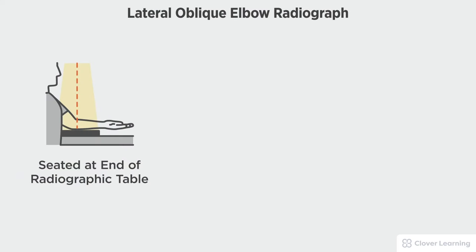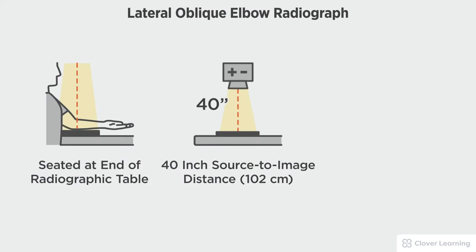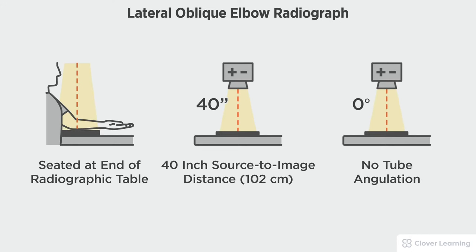In this view, we will be demonstrating the lateral oblique elbow. The lateral oblique elbow should be performed with the patient seated at the end of the radiographic table, with the image receptor placed tabletop, with a 40-inch source-to-image distance and no tube angulation.